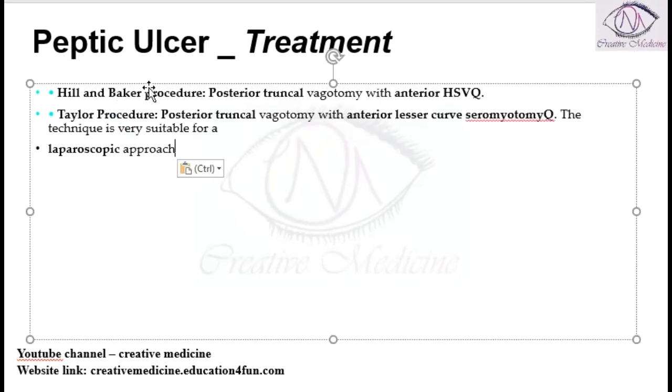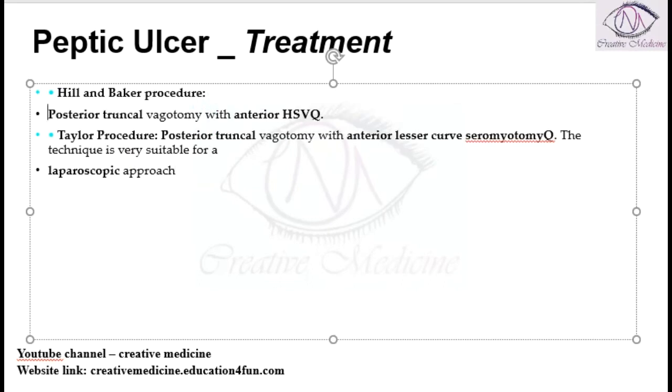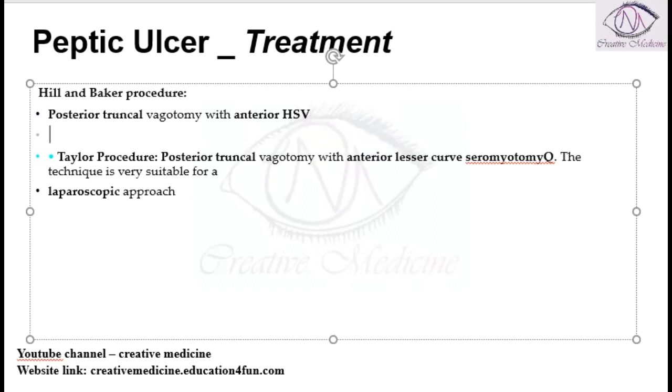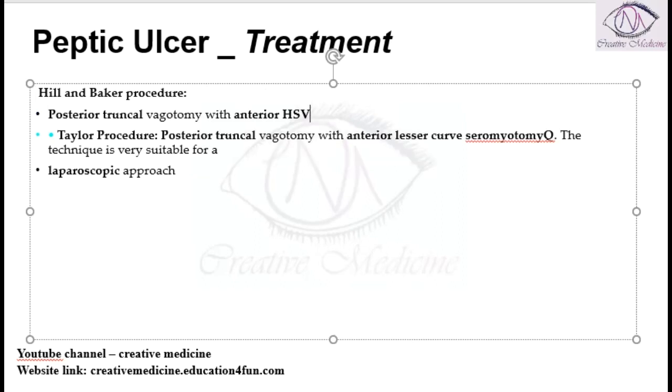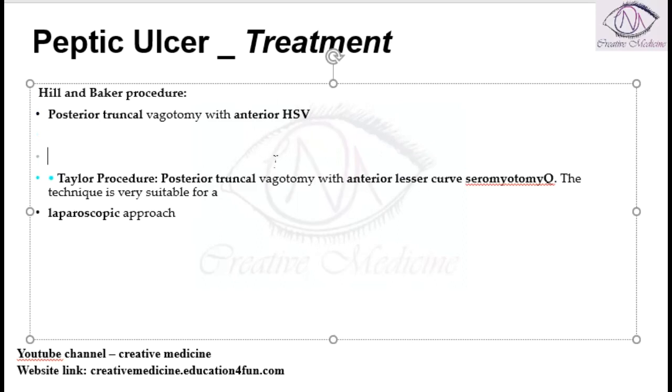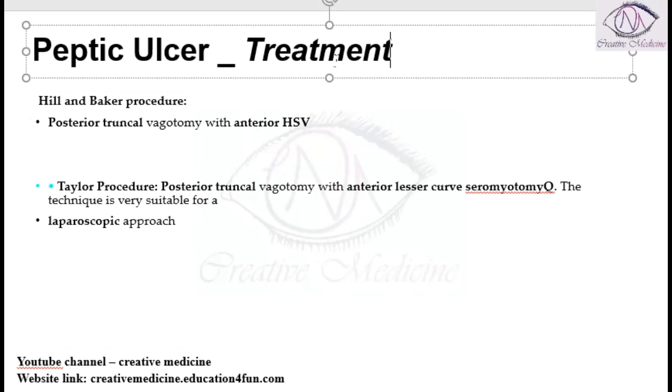One we have Hill-Baker's procedure. In Hill-Baker's procedure, we can do a truncal vagotomy. If a truncal vagotomy is done along with the anterior highly selective vagotomy, then we call it as Hill-Baker's procedure.